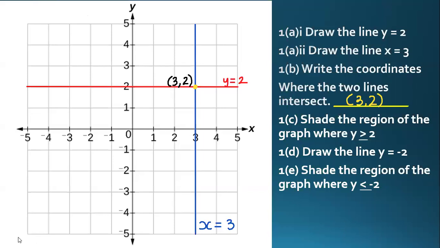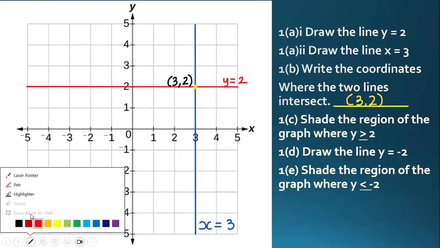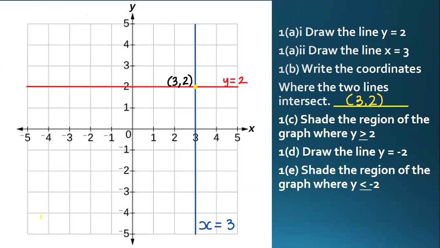Let's shade this. It's going to be highlight. So we have all of this, right? All of this is what we can shade.